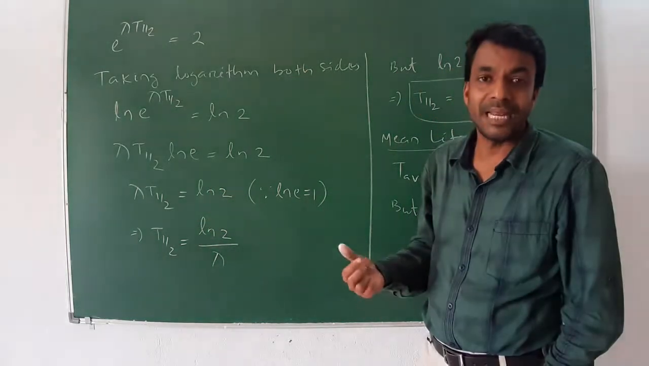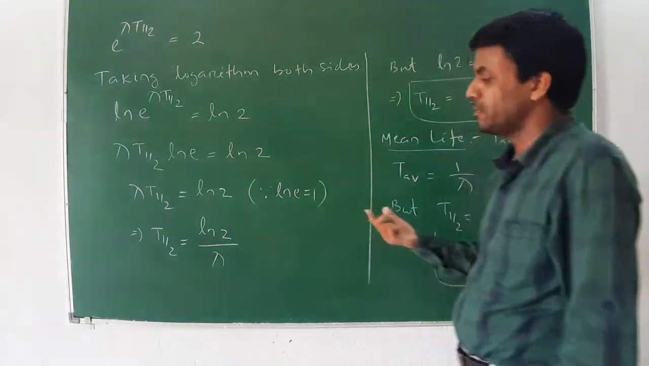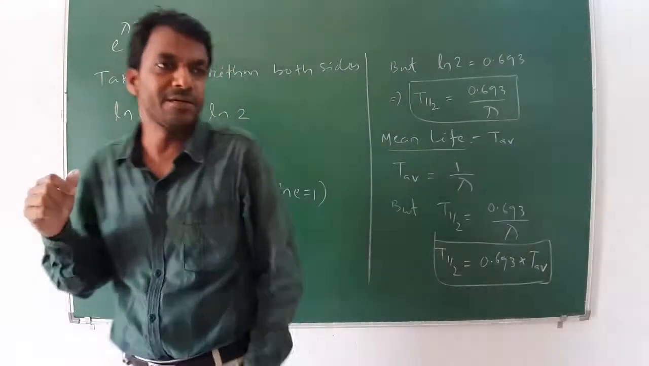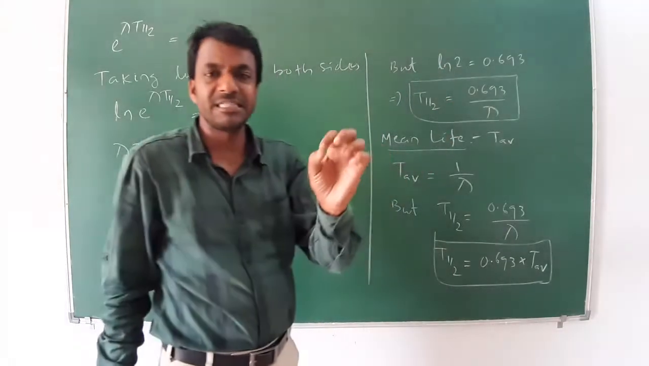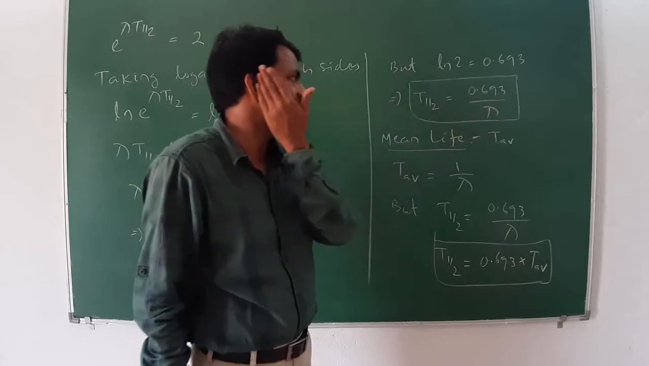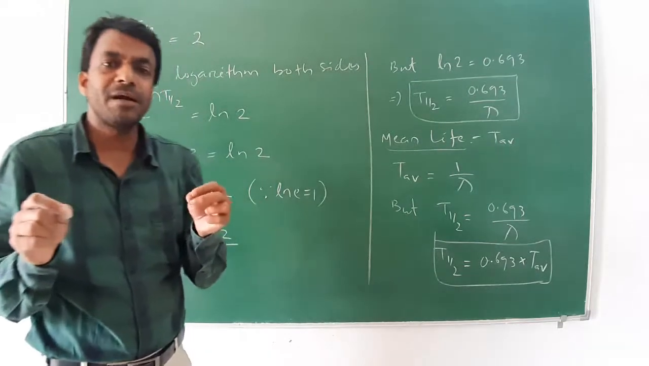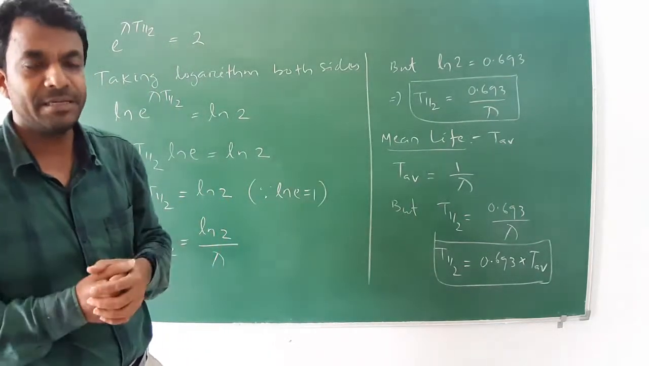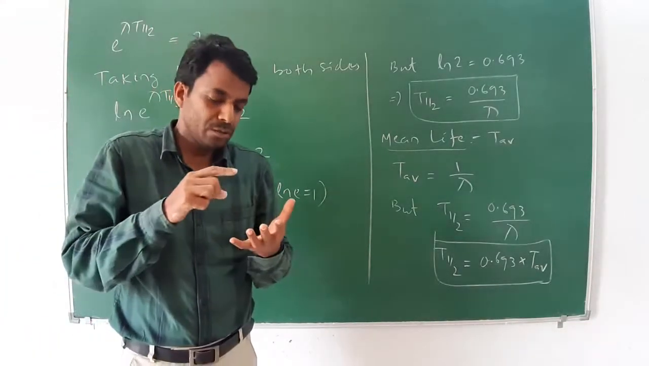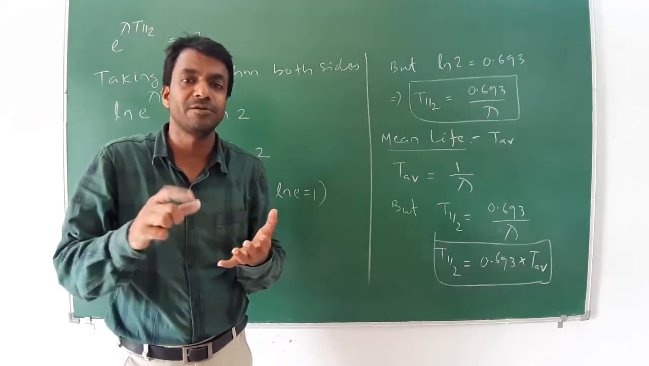If we find the value of ln 2, or log 2 base e, from the table, the value becomes 0.693. The value of ln 2 is equal to 0.693. Therefore T half is equal to 0.693 by lambda. This is the required expression for the half-life. Half-life is 0.693 by lambda, where lambda is the decay constant.